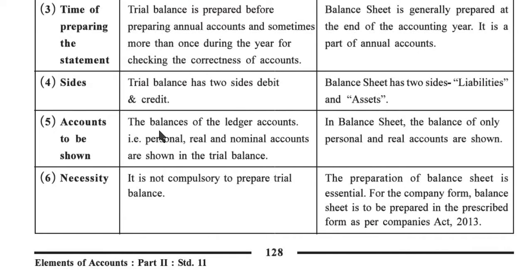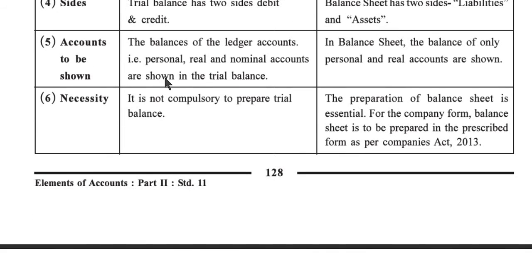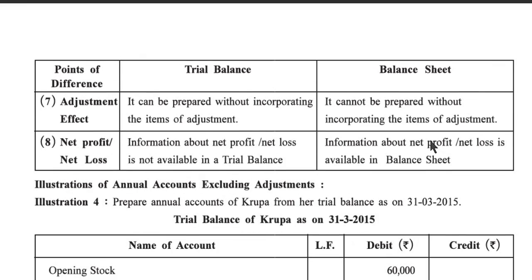Accounts to be shown. The balances of ledger accounts, personal, real, nominal accounts are shown in the trial balance. In balance sheet, the balances of personal and real accounts are shown. Necessity. It is not compulsory to prepare a trial balance. The preparation of a balance sheet is essential for the company form. Balance sheet is to be prepared in the prescribed form as per Companies Act 2013.